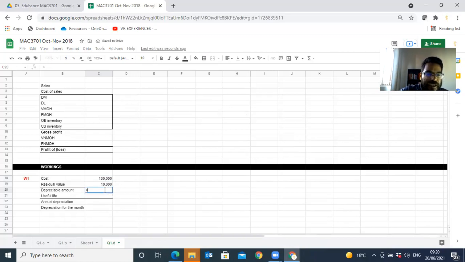So now we can say cost price minus residual value gives you 120. Useful life is 5 years. So the annual depreciation is 120 divided by 5. Okay, but we don't want annual depreciation. We want depreciation for the month. So all we can do is say annual depreciation multiplied by 1 divided by 12. So your depreciation for the month is 2,000. Now, depreciation is considered to be, let me just see quickly.